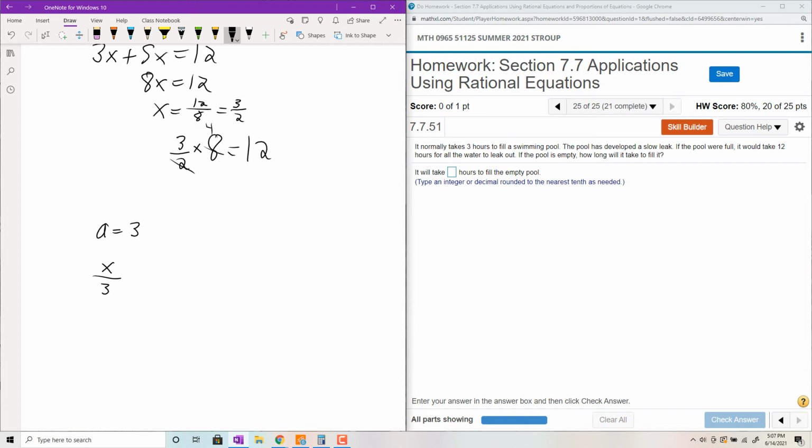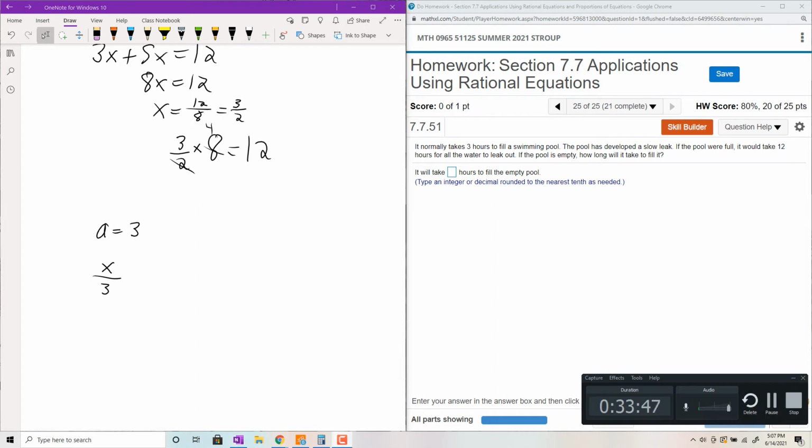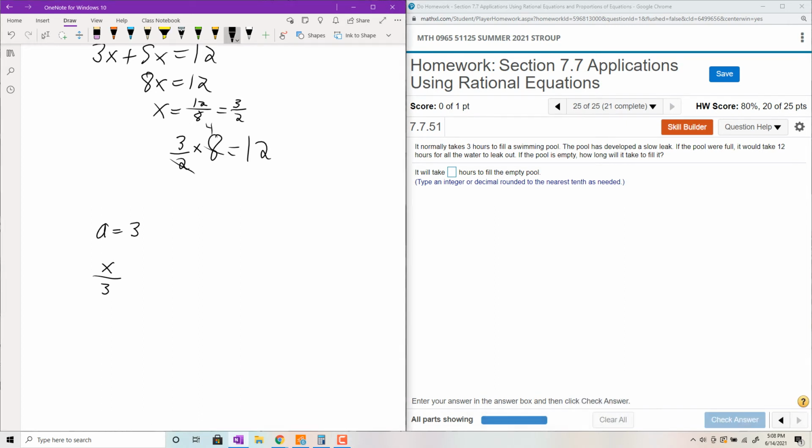I guess they're telling you if the pool was full. I'm not even sure how to approach this one. I think you want to set it up like a subtraction. It takes 12 hours to clear out the entire pool. If the pool is full, it'd take 12 hours for all the water to leak out. So I think you want to set it up like minus, like they're working against each other, and then set that equal to 1.